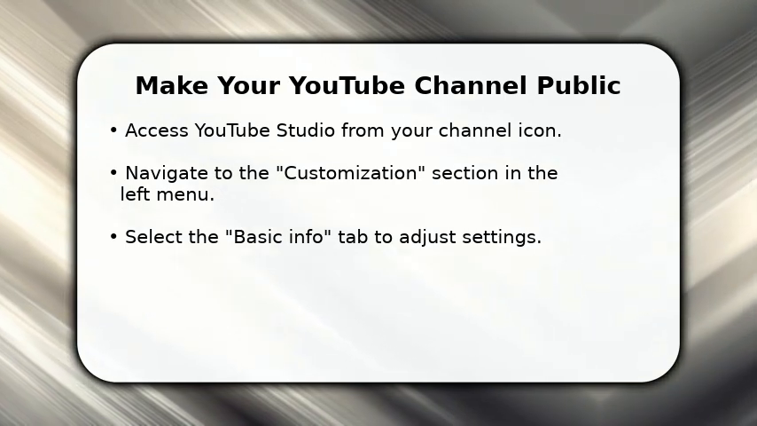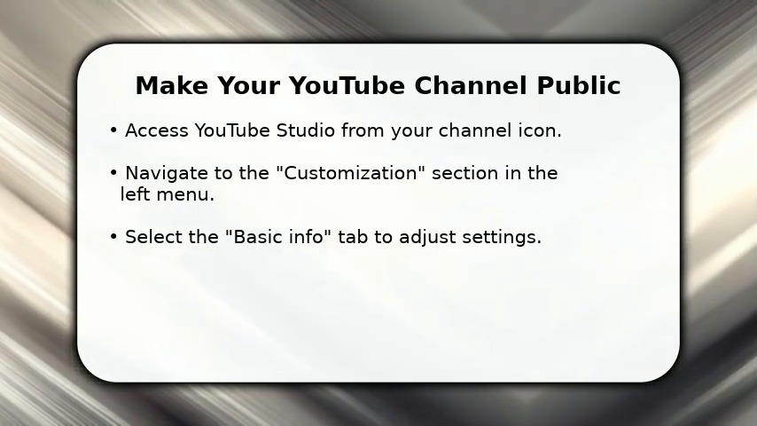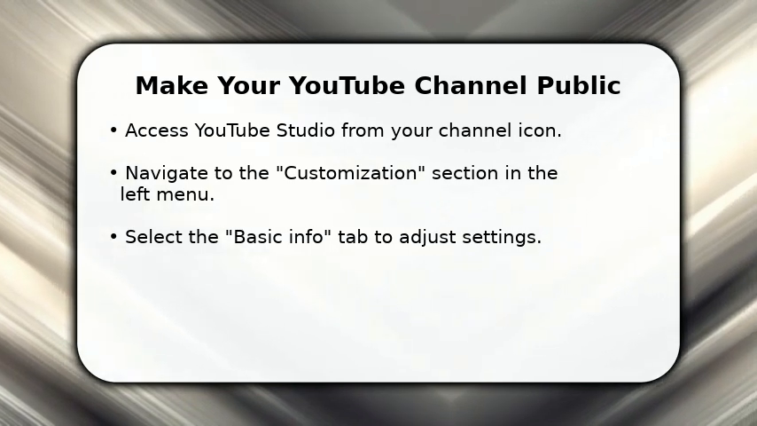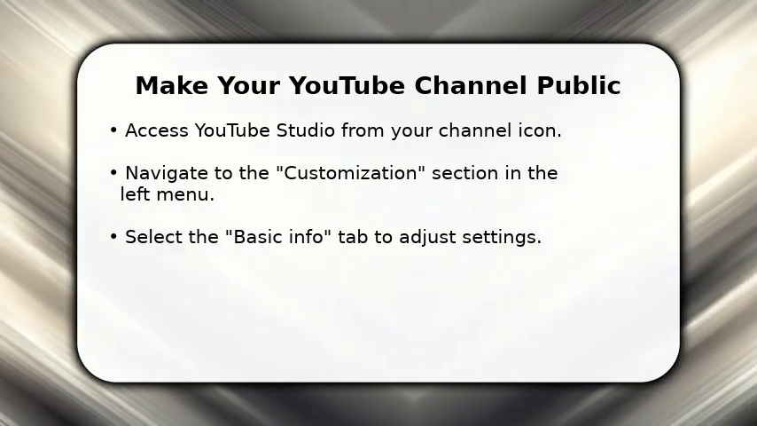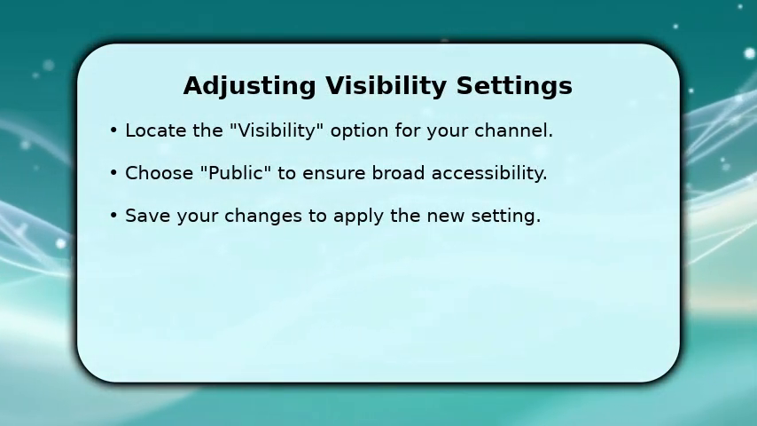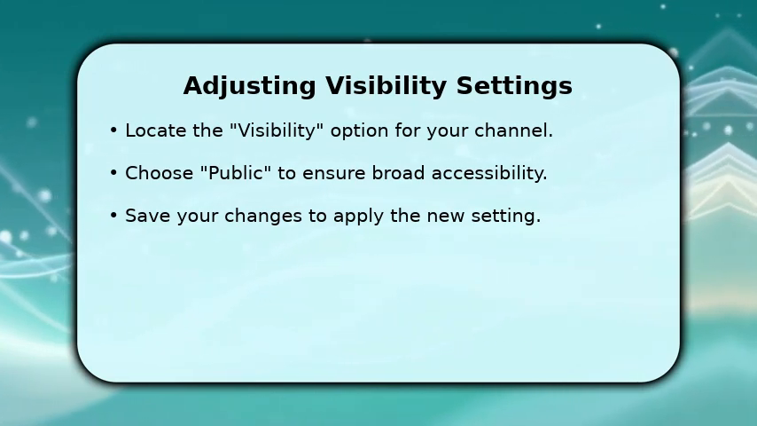Once inside the studio, look for Customization in the left-hand navigation bar. Click on it, then proceed to the Basic Info tab. This is where you'll find the essential settings to manage your channel's visibility. Within the Basic Info tab, you'll see an option for visibility. This is crucial for controlling who can view your content.